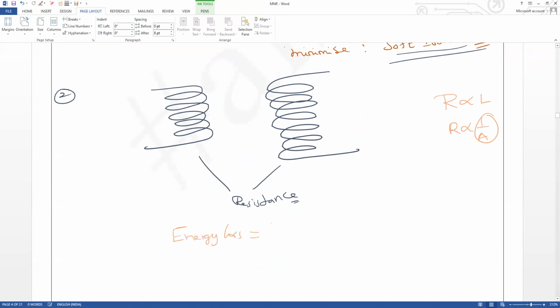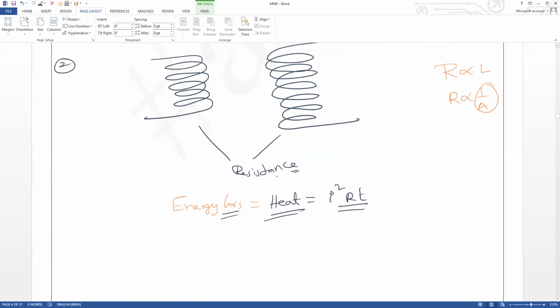So what is that loss? Joule's law of heating. Energy is lost in the form of heat. Heat equals I squared R T. Because of that, some energy will be lost in the form of heat. That is the reason why input is not equal to output.